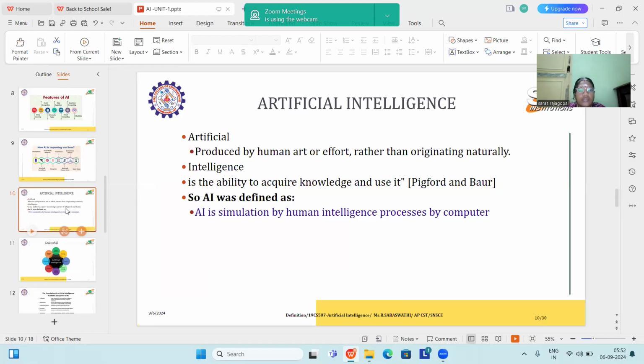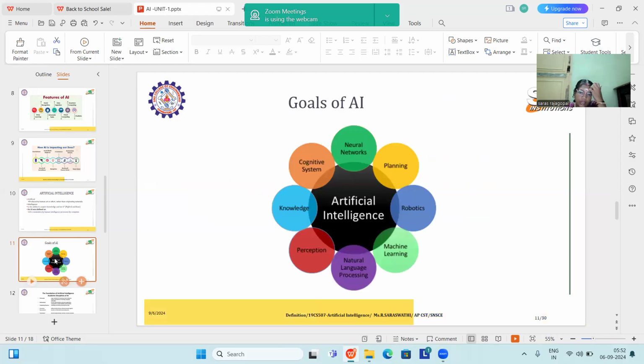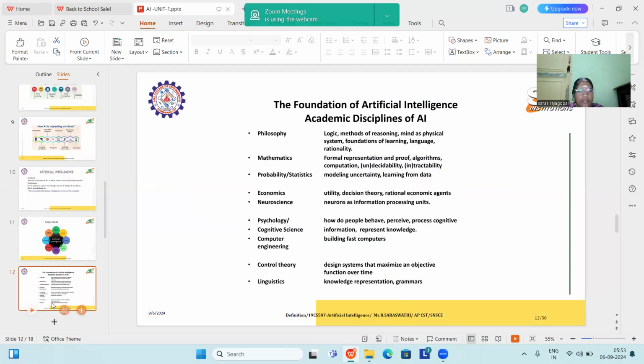Artificial intelligence is produced by human art or effort rather than originating naturally. Intelligence is the ability to acquire knowledge and use it. So AI can be defined as a simulation of human intelligence processed by a computer. The goals of AI: there are many different goals. First, neural network, planning, robotics, machine learning, NLP, perception, knowledge representation, and cognitive system. These are the different applications.